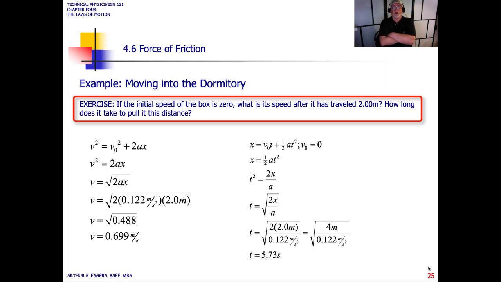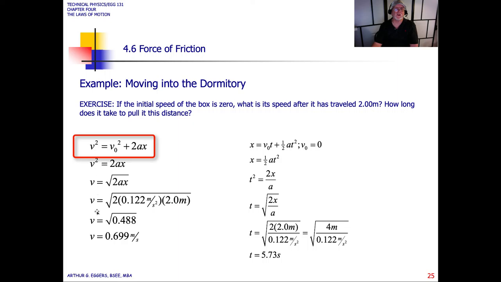So now we're going to have to go back to our motion equations. If the initial speed of the box is zero, what is the speed after it's traveled for 2 meters? So we're going to pull the box 2 meters along the floor. Let's determine at what speed it's going to do that. And how long does it take to pull it that distance?